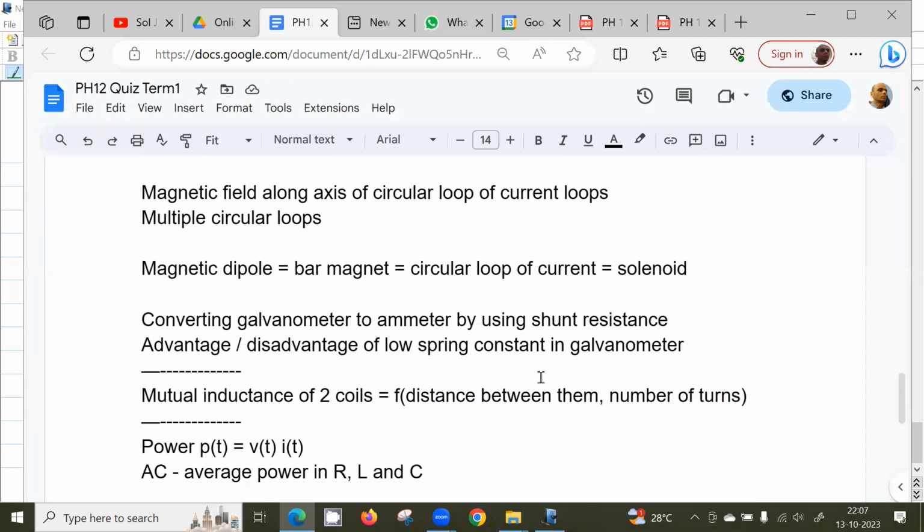Sir, wave speed for X-ray, visible region and radio waves. Can you explain that, sir?